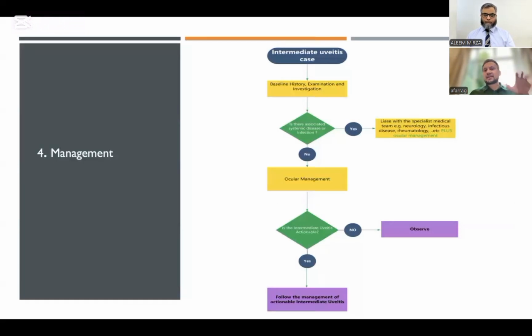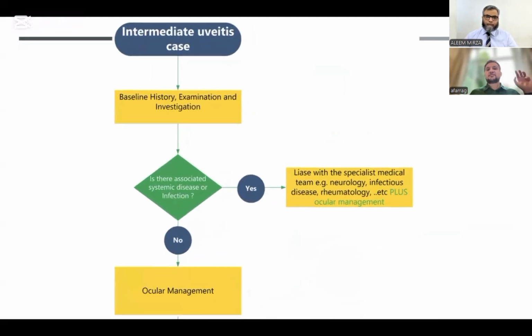And here is the main message and the main thing, which is actionable intermediate uveitis. So you deal with an intermediate uveitis case. We'll do the standard thing: baseline history, examination, and investigation. Okay, we did all that, and then we should ask ourselves, is there associated systemic disease or infection? So yes, there is a possibility, like neurological things or infectious disease, syphilis, rheumatological disease. Then we refer to a specialist medical team in addition to ocular management.